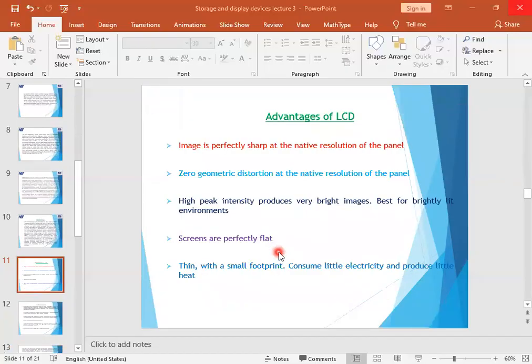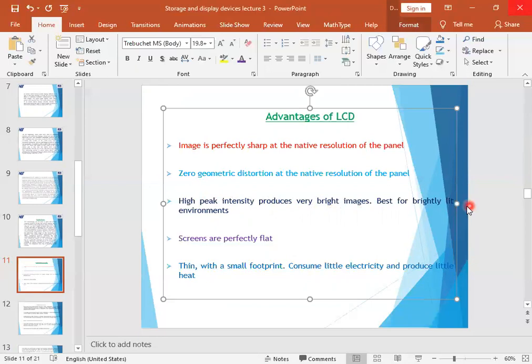Advantages of LCD. The image is perfectly sharp in LCDs at the native resolution of the panel. Zero geometric distortion at the native resolution of the panel is seen in LCD. LCDs have high peak intensity, so the images are bright, best for brightly lit environments.